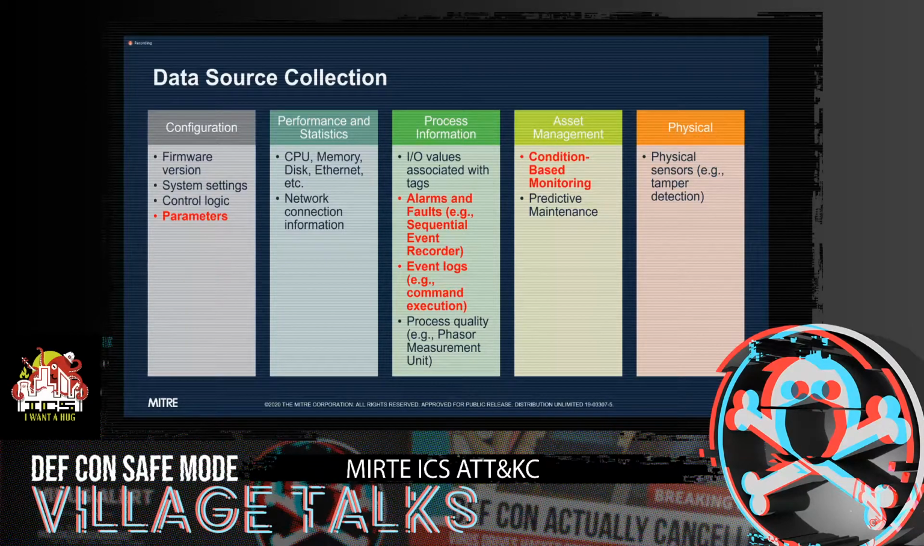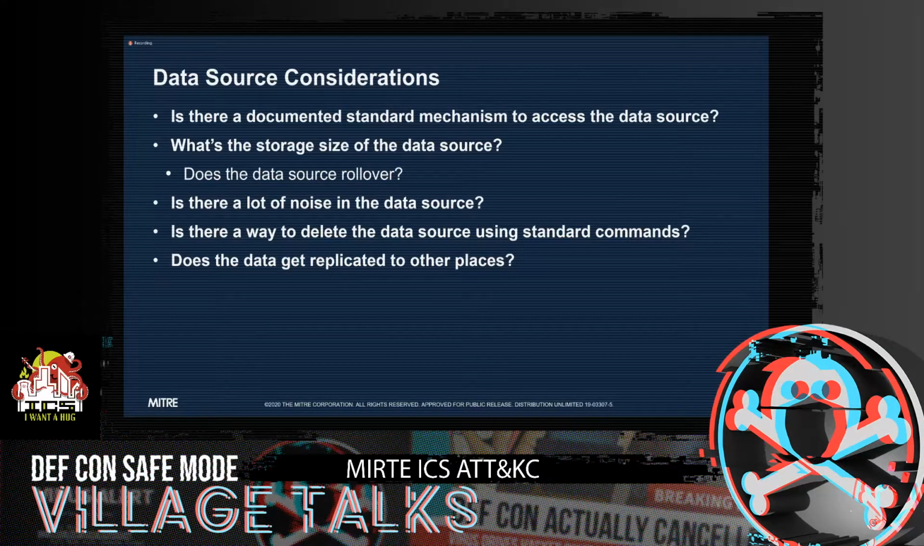If we have asset management data, we can look at condition-based monitoring, understand particular parameters about that transformer, such as thermal parameters to understand if it's overheating. And there are a number of other data sources that we can look at, but we want to be aware of what our activities look like from the defender's perspective. So here are some data source considerations that we can have as we're working in these environments.